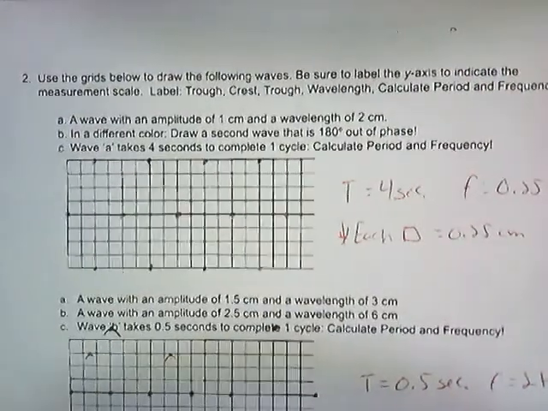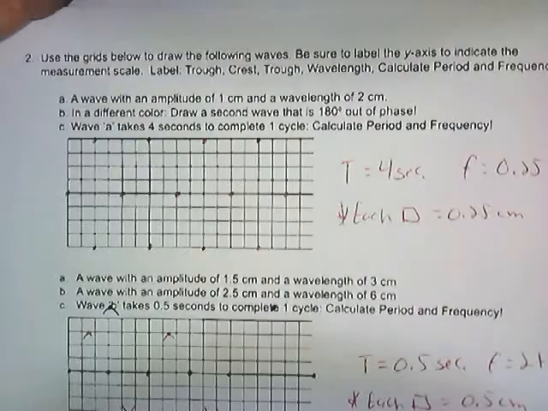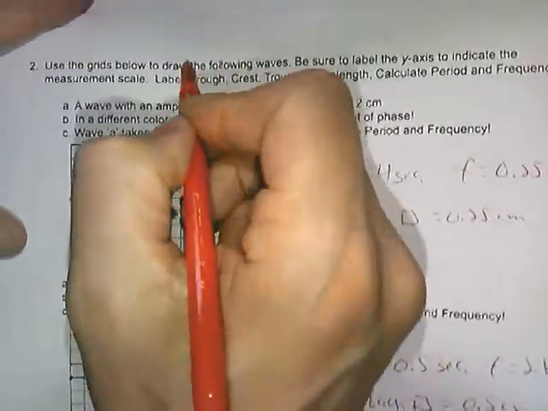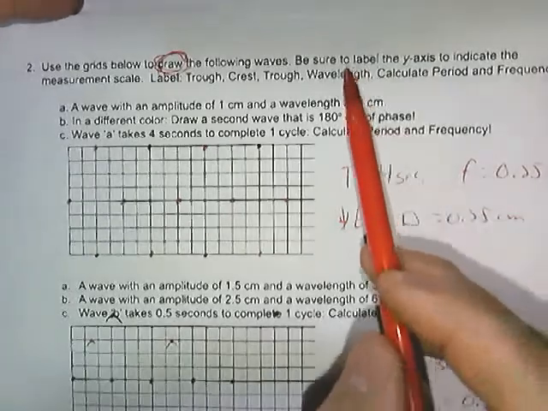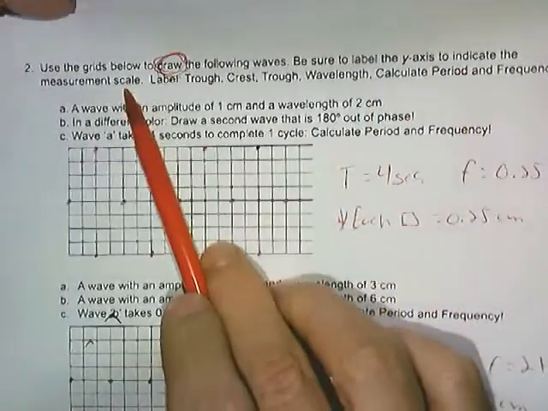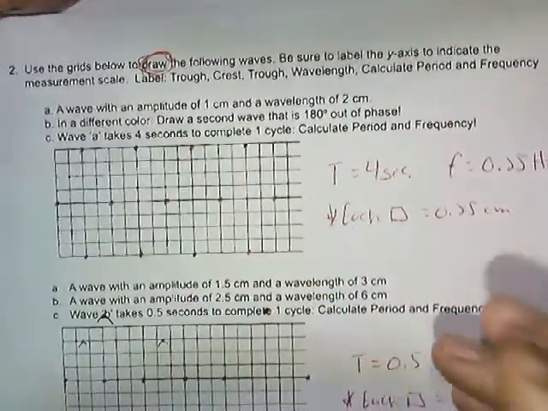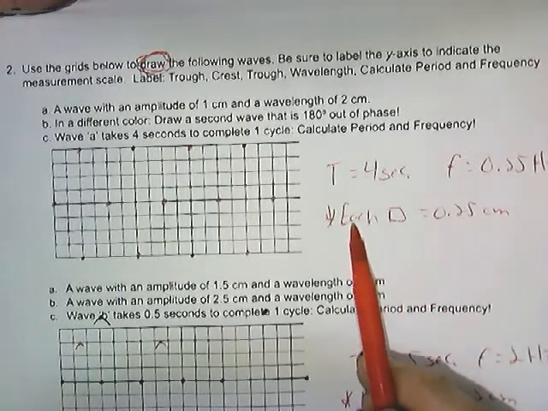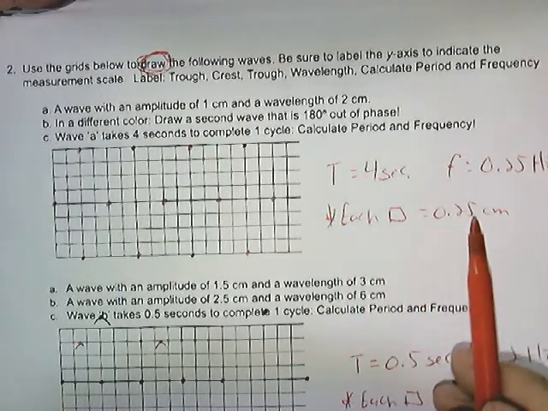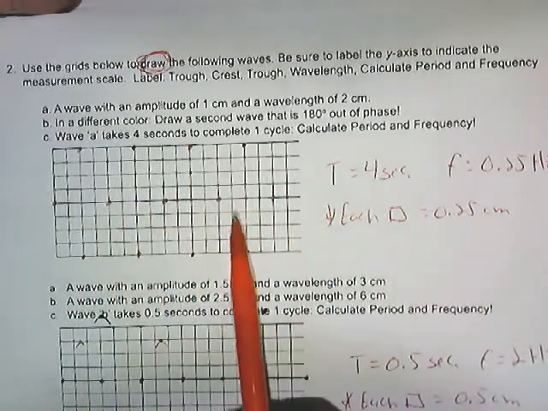So now you have to do some drawing, using the grids to draw the following waves. You're drawing them yourself. It's probably a good idea that you get some practice with this. So be sure to label the y-axis to indicate the measurement scale. So I'll tell you right here, right now, that I have you using each square equals 0.25 centimeters. So I've created a scale here.